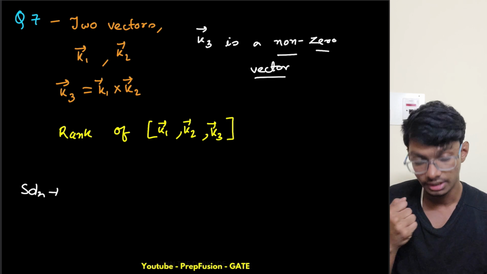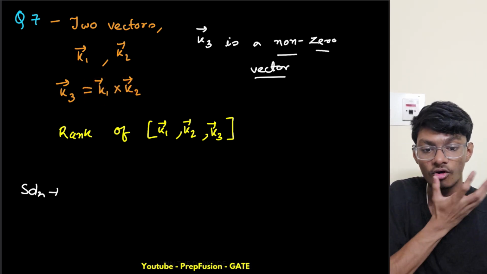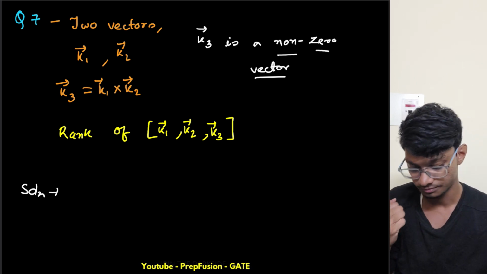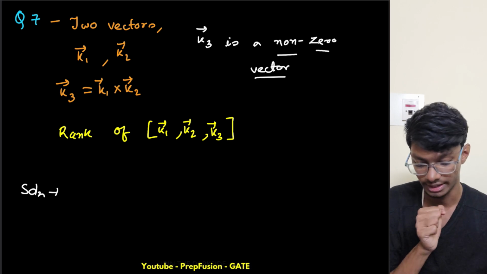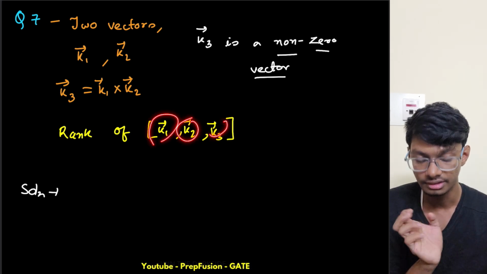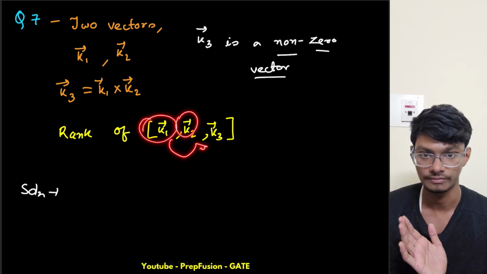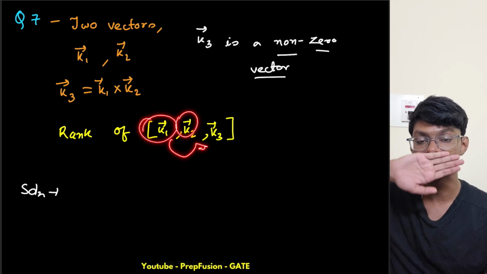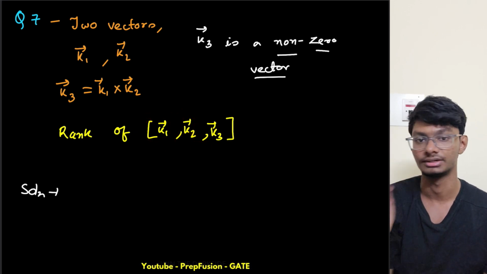Then I am getting a new direction which is linearly independent of k1 and k2. So what will the rank be now? The rank will increase, right? As these three are linearly independent, I cannot write this as a linear combination of these two, because k cap is itself in some other direction.